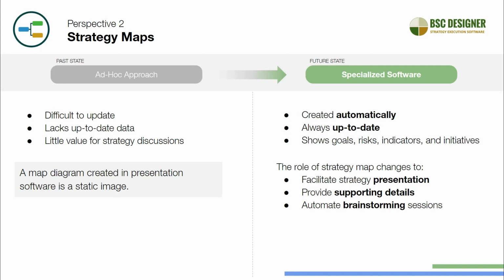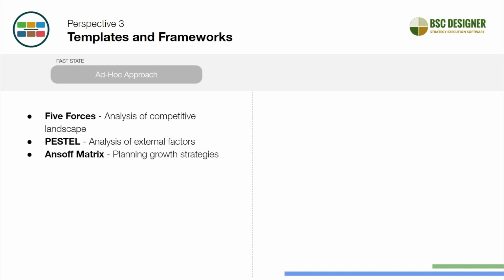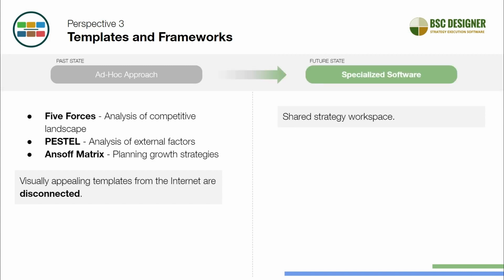In strategic planning, we combine various business tools to gain a detailed picture of the operating environment. For instance, we use 5 forces analysis to better understand the competitive landscape, PESTLE for assessing external factors, or Ansoff Matrix for planning growth strategies. It's easy to find some visually appealing templates for these business frameworks on the internet. The problem is that they remain disconnected from each other and the overall strategy. For effective strategy execution, the business framework and strategy scorecards should be available in the shared strategy workspace.